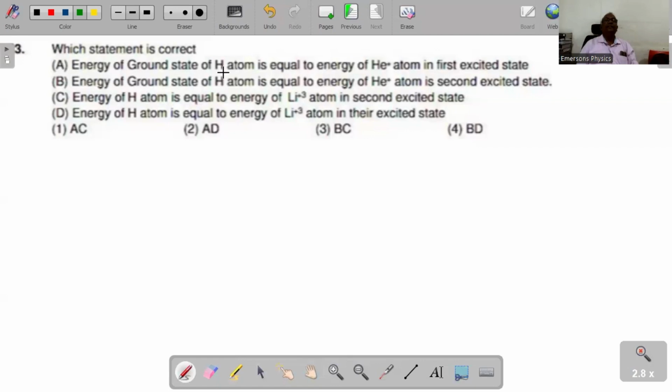Energy of the ground state of the hydrogen atom is equal to the energy of helium in the first excited state. We'll see the formula. Energy of the nth orbit is minus 13.6 electron volt into Z squared by N squared. This is the general formula. For the first case, hydrogen atom, first orbit, ground state, N equal to 1, minus 13.6 into Z squared, which is 1, so the energy is minus 13.6 electron volt.